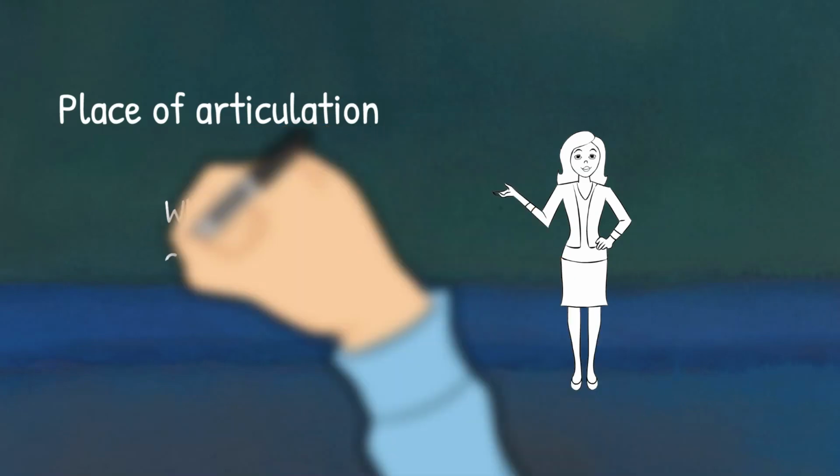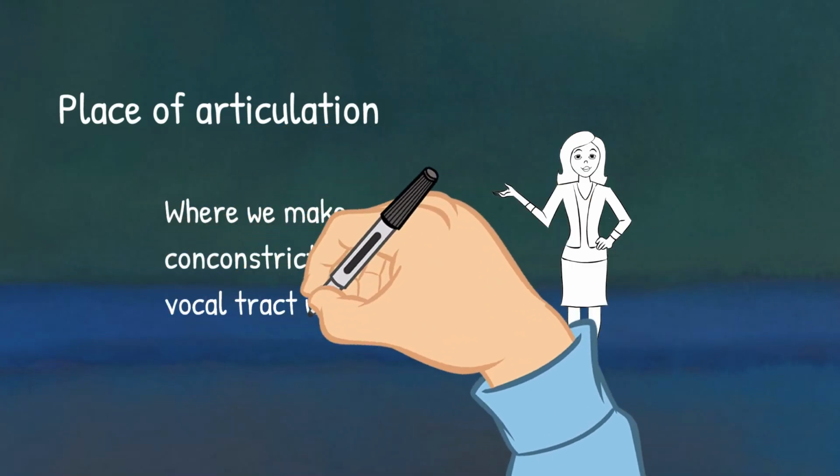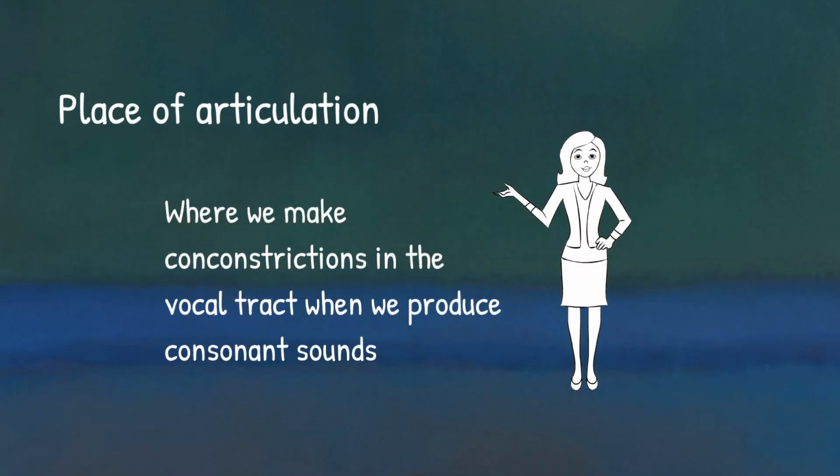Hi everybody, today we're going to talk about place of articulation. And by place of articulation, what we mean is where we make constrictions in the vocal tract when we produce consonant sounds.